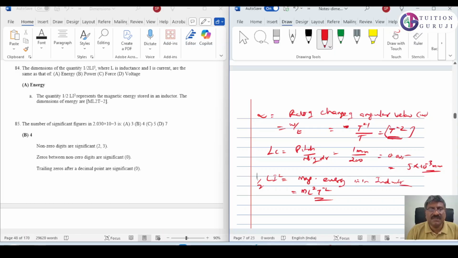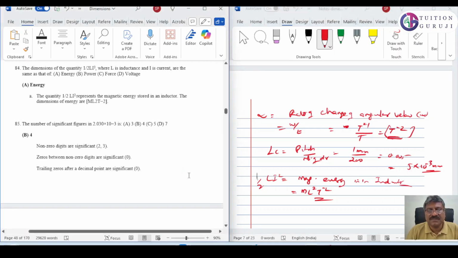Number of significant figures in 2.030 into 10 raised to minus 3 is. So actually the power 10 raised to minus 3 is insignificant here. We will not consider that. If you consider the other thing, it is actually 2.030. There are 4 significant figures. 4.